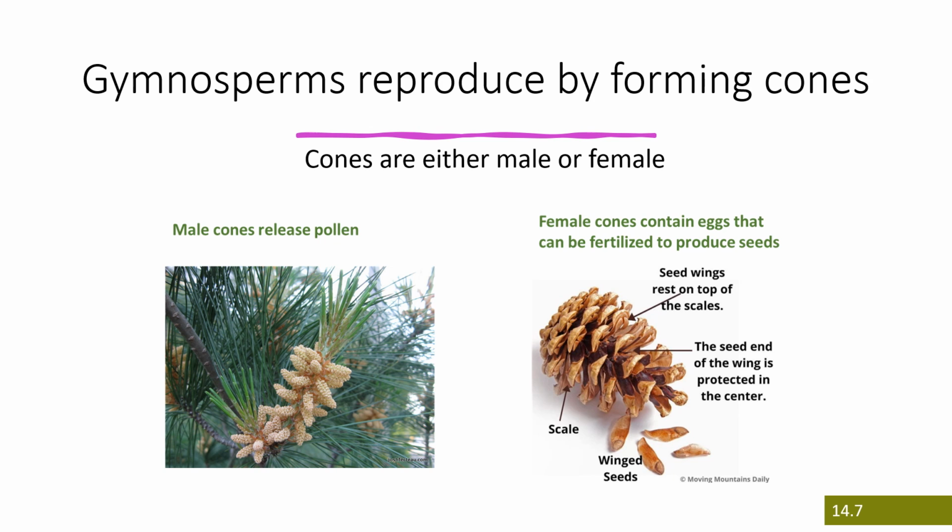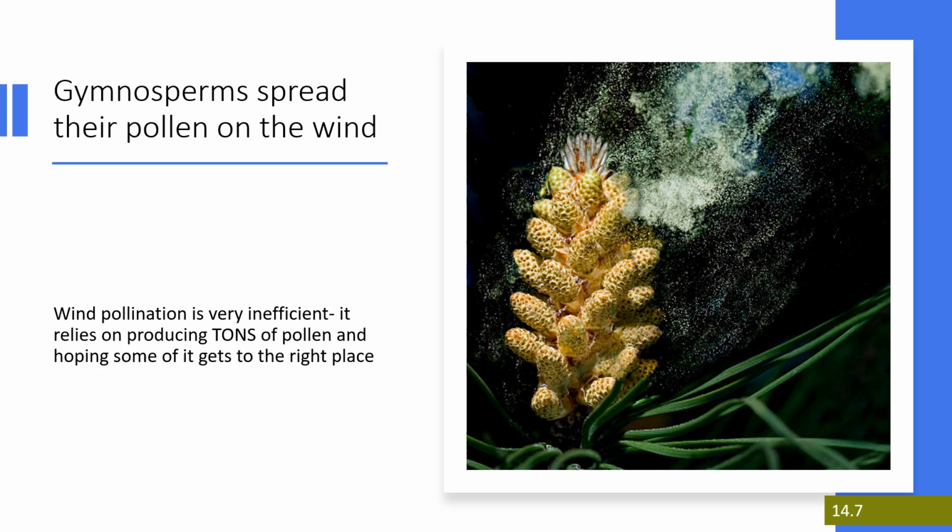Cones are either male or female. The male cones release pollen. The female cones, which contain the eggs, are usually larger and more protective to protect the new embryos. The sperm gets to the eggs when pollen is carried on the wind.